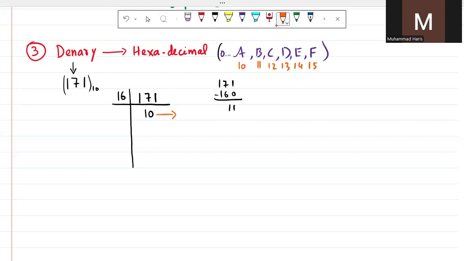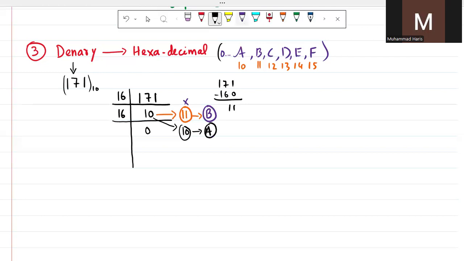So 11 we got. So we will write 11 over here, and instead of 11, I'm going to replace it with the alphabet B. You are not supposed to write this one; I have only written it for your understanding of how we got B. Now again, divide by 16. It cannot be divided because that's the lesser number. So I'm going to place 0 over here, and shift this 10 over here. And you know that 10 would be written as A.